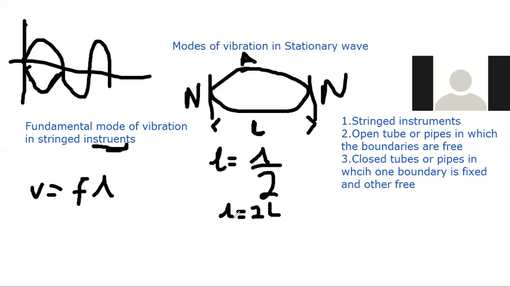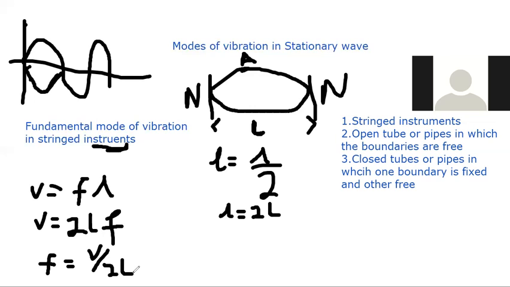Looking at this mathematics, we can make some deductions. We can substitute the wavelength into the equation, so V is equal to 2LF. Do you agree with me? Where F is the fundamental frequency. So in a stretched string, the fundamental frequency is equal to the speed of the wave passing in the string over 2L, where L is the distance between the two nodes. Do you understand?